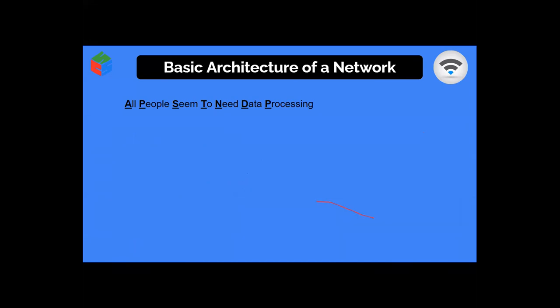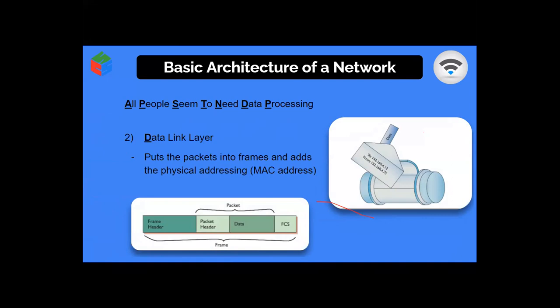Then moving down one layer, which is layer two, the data link layer. So we have a packet with the data and the packet header. The packet gets put into a frame. The frame will have a frame header on top of that, which uses the MAC address.